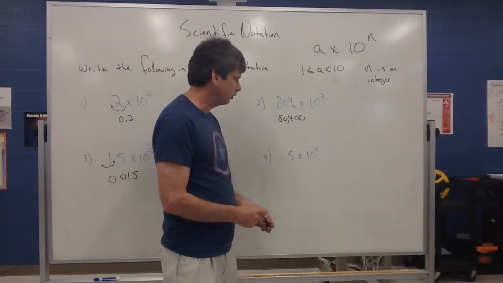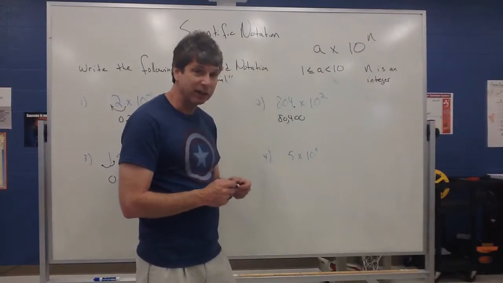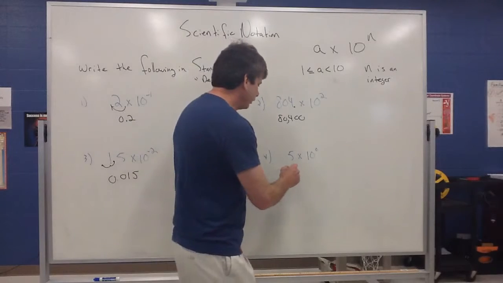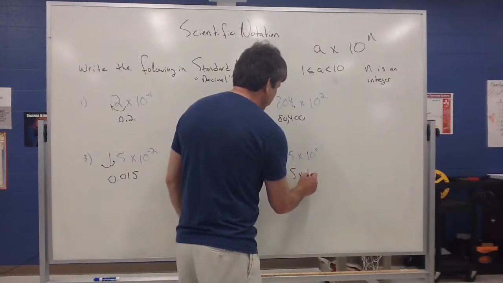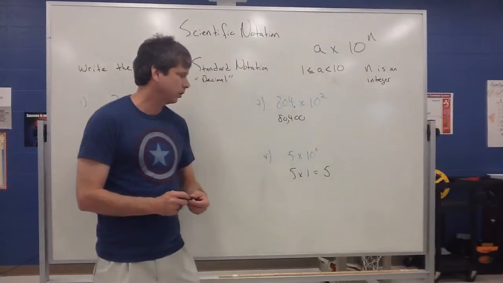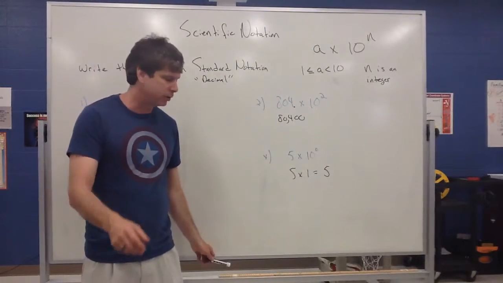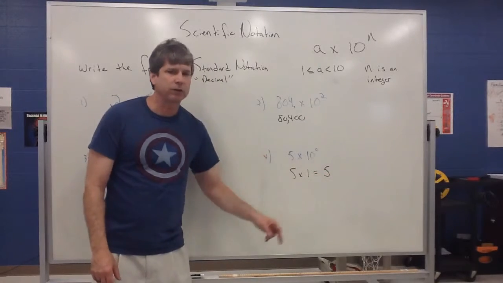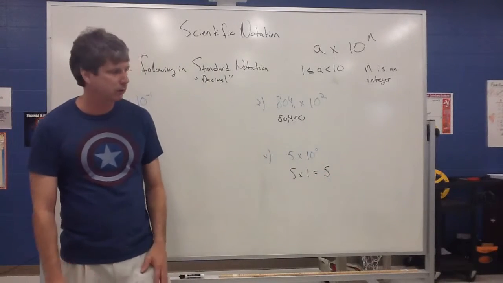5 times 10 to the 0. Again, 10 to the 0 is what? I'm hearing you. So we know that means 5 times 1, and therefore our answer would be 5. So that would be our decimal notation for that. It would just be the number 5. Remember, the decimal is understood to be there. We don't have to put it there.